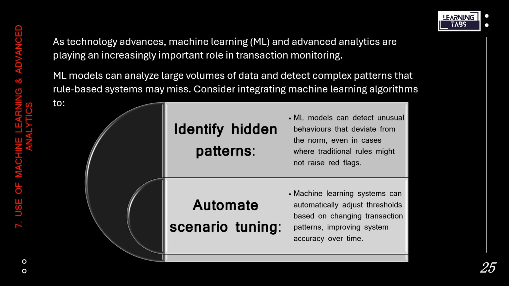ML models can detect unusual behaviors that deviate from the norm, even in cases where traditional rules might not raise red flags. Automate scenario tuning. Machine learning systems can automatically adjust thresholds based on changing transaction patterns, improving system accuracy over time.